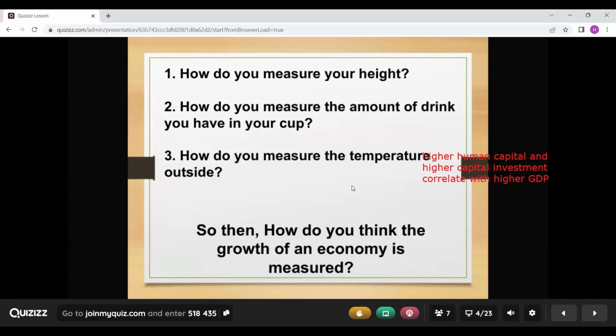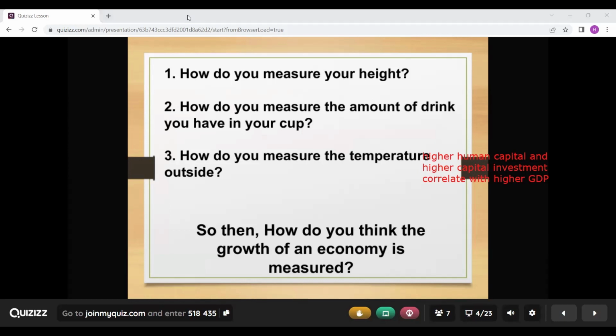So these are good questions. How do you measure your height? How do you measure the amount of drink you have in your cup? How do you measure the temperature outside? Those are good questions because we use similar questions to measure the economy. So we've got to think about how we would measure height.